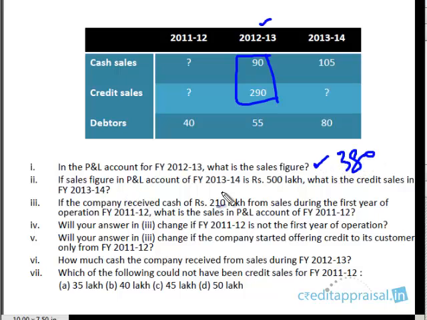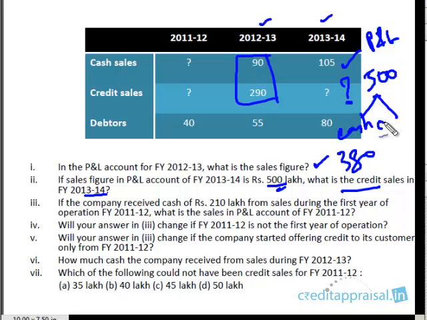The second question: if the sales figure in 13-14 for this year is 500 lakhs, what is the credit sales in 2013-14? You can see here we have the information for cash sales. We are asking what is the credit sales in 2013-14. The total sales is 500, right? So we have already discussed that in the P&L, the sales amount appearing, 500, is a combination of both cash sales and credit sales. Since we already have the figure of 105 as the cash sales, all we have to do is 500 minus 105, right?